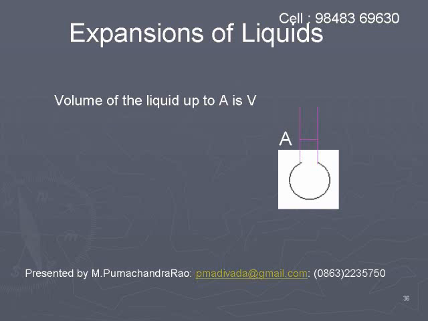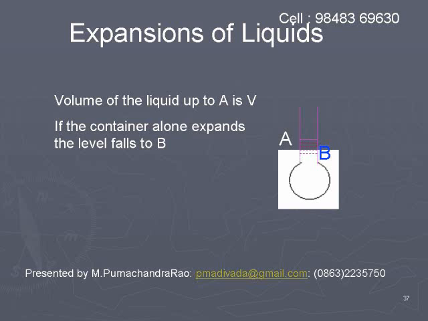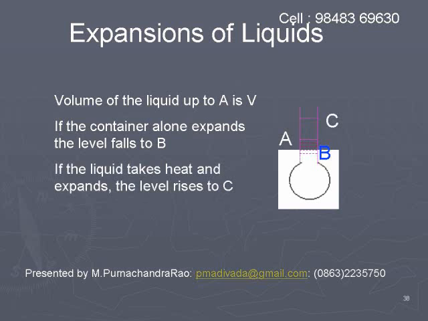But if we imagine that the container alone takes heat but not the liquid, then initially the level falls. Suppose the level falls up to B, then the volume from A to B is the increase in volume of the container.